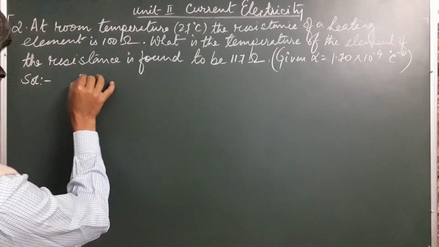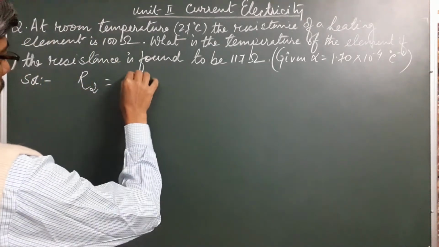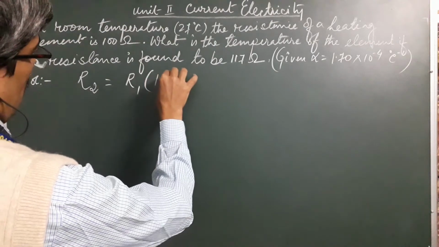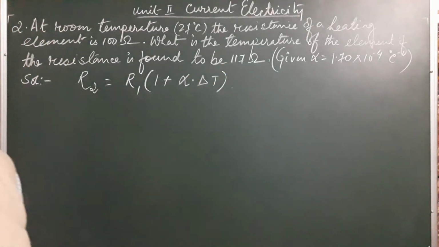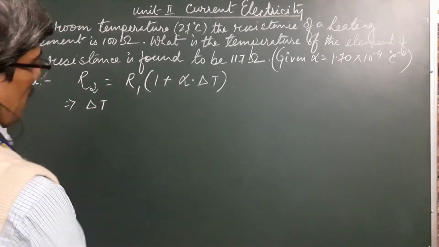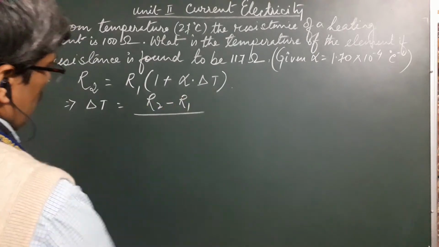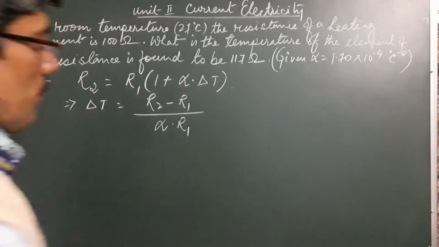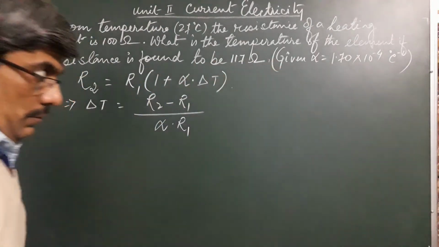See, we know, students, the formula for the resistance at a particular temperature is given as R2, if it is the final resistance, equals R1 multiplied by 1 plus alpha into delta T, where delta T stands for the change in temperature. Okay, from this equation, let's find out the value of delta T. The value of delta T comes out to be R2 minus R1 whole divided by alpha multiplied by R1, right? Where R2 is the final resistance, R1 is the initial resistance, alpha is the temperature coefficient.